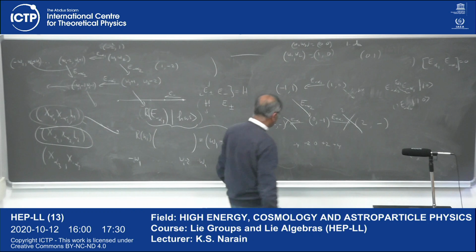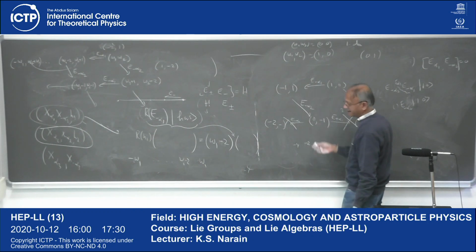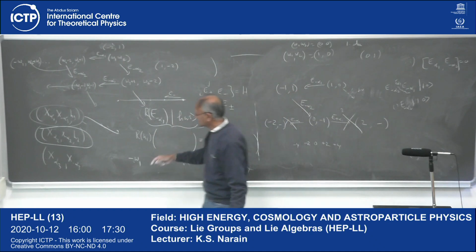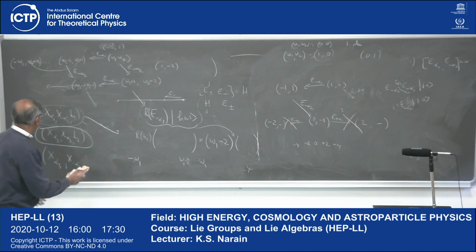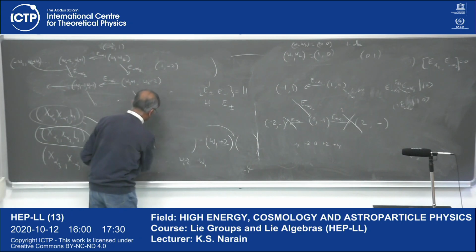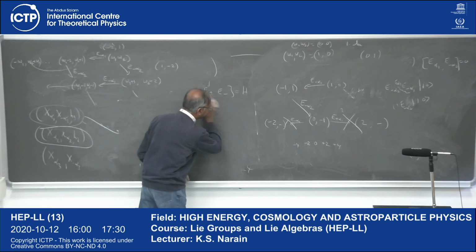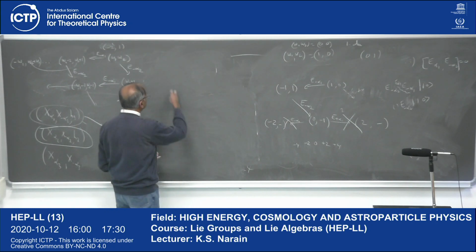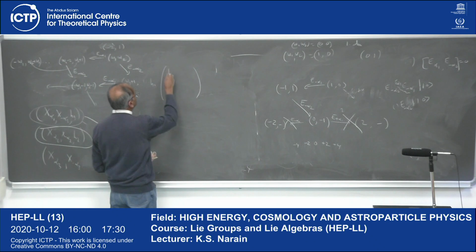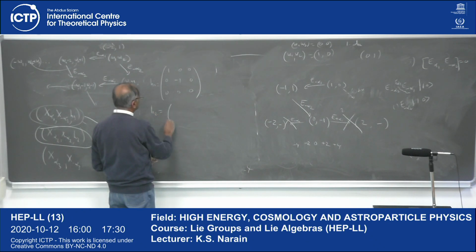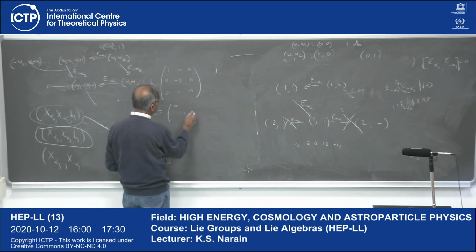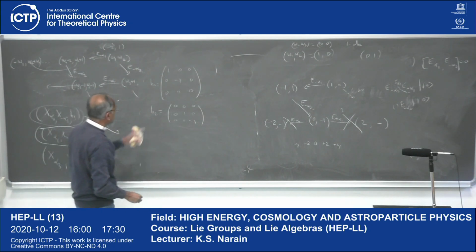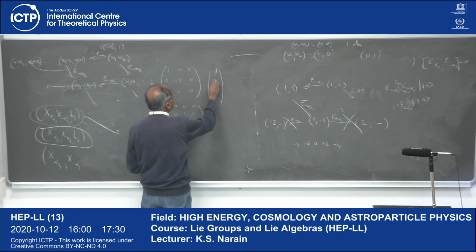Okay, that's a three-dimensional representation. In fact, this is nothing else but the defining representation. The defining representation was just that. H1 was 1, minus 1, 0. And H2 was 0, 1, minus 1, 0, 0. And now if you look at the action of this on the state, let's say 1, 0, 0.